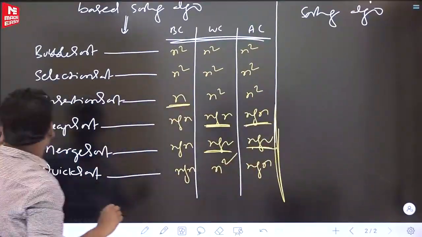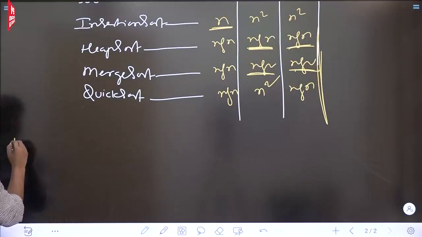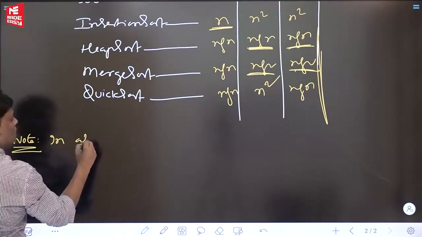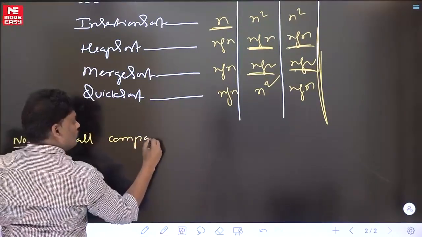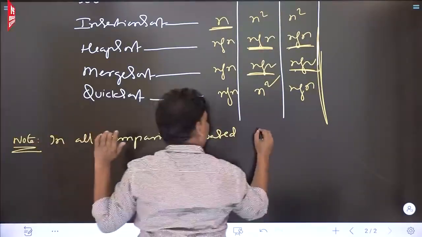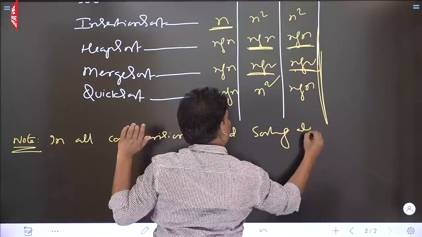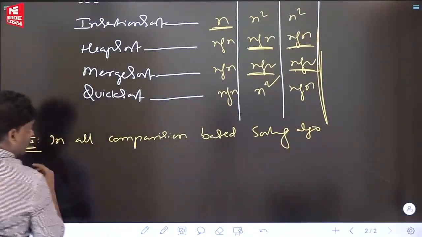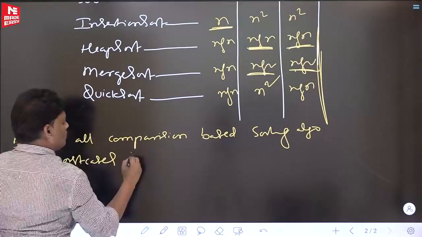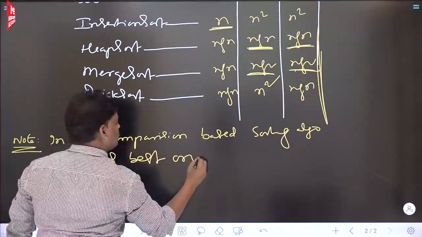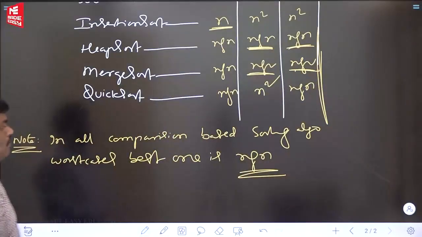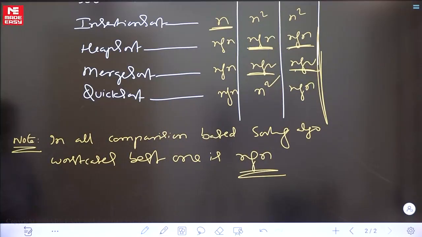You know very well, in one of the previous papers, this note is given. Please remember this note. In all comparison based sorting algorithms, worst cases, best one is n log n.